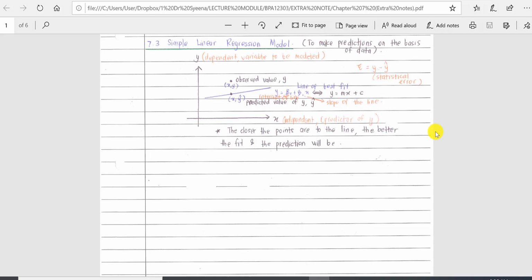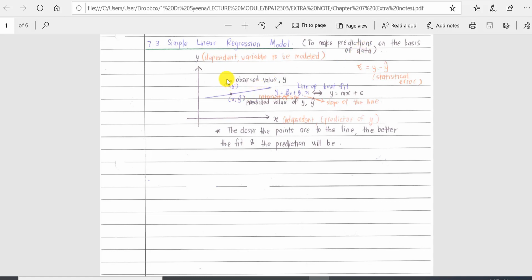So in this video we are going to look at chapter 7 on simple linear regression. The aim of this topic is to make a prediction on the basis of data. We are given the values of x and also y, and we will make a prediction to predict the value of y.